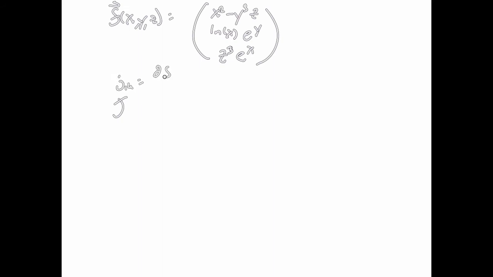Here we will do 3 variables. And I should write a vector here. The vector-valued function has first element x squared minus y cubed z. The next one, the natural log of x times e to the y. And the last one, z cubed e to the x. We want a Jacobian. How do we do a Jacobian? How do we figure out what it is? Well, in the Jacobian, each element J_ik is equal to the derivative of the ith component of the function with respect to the kth variable.